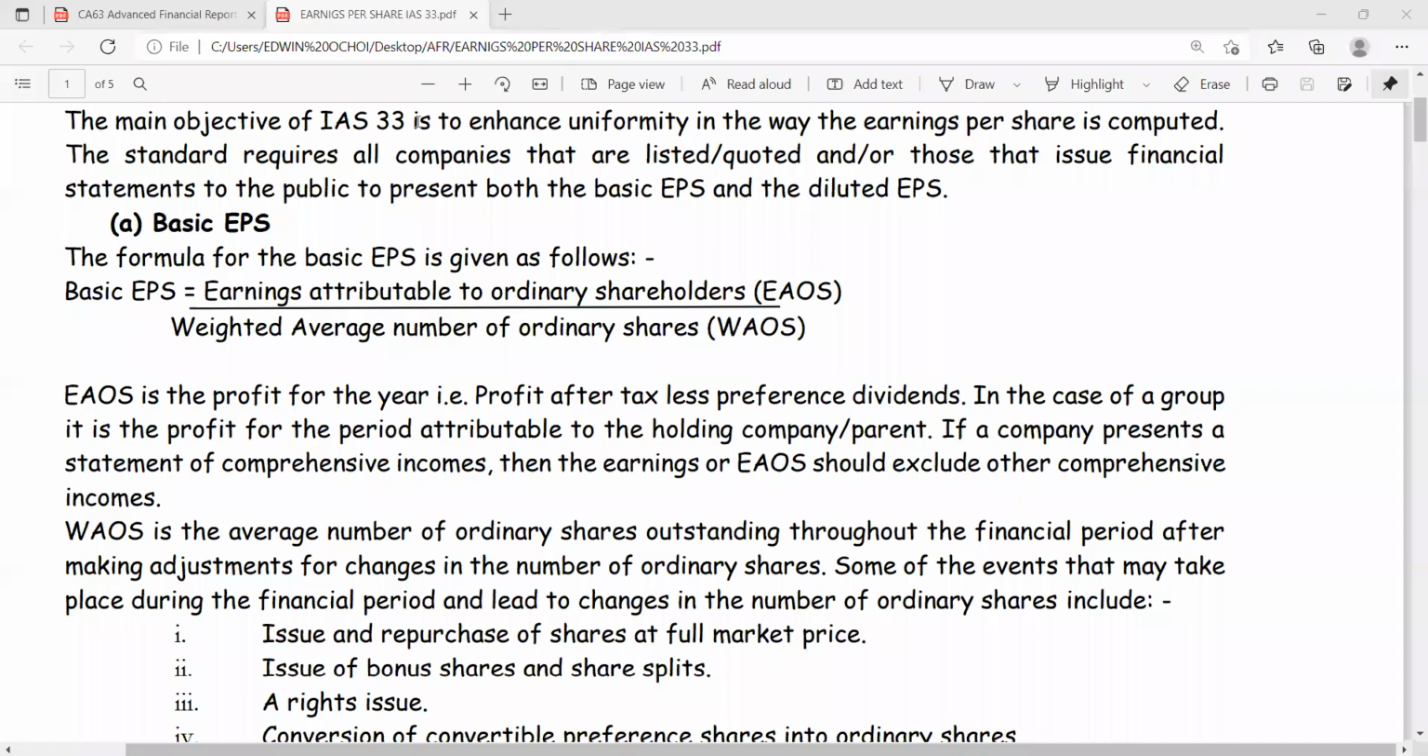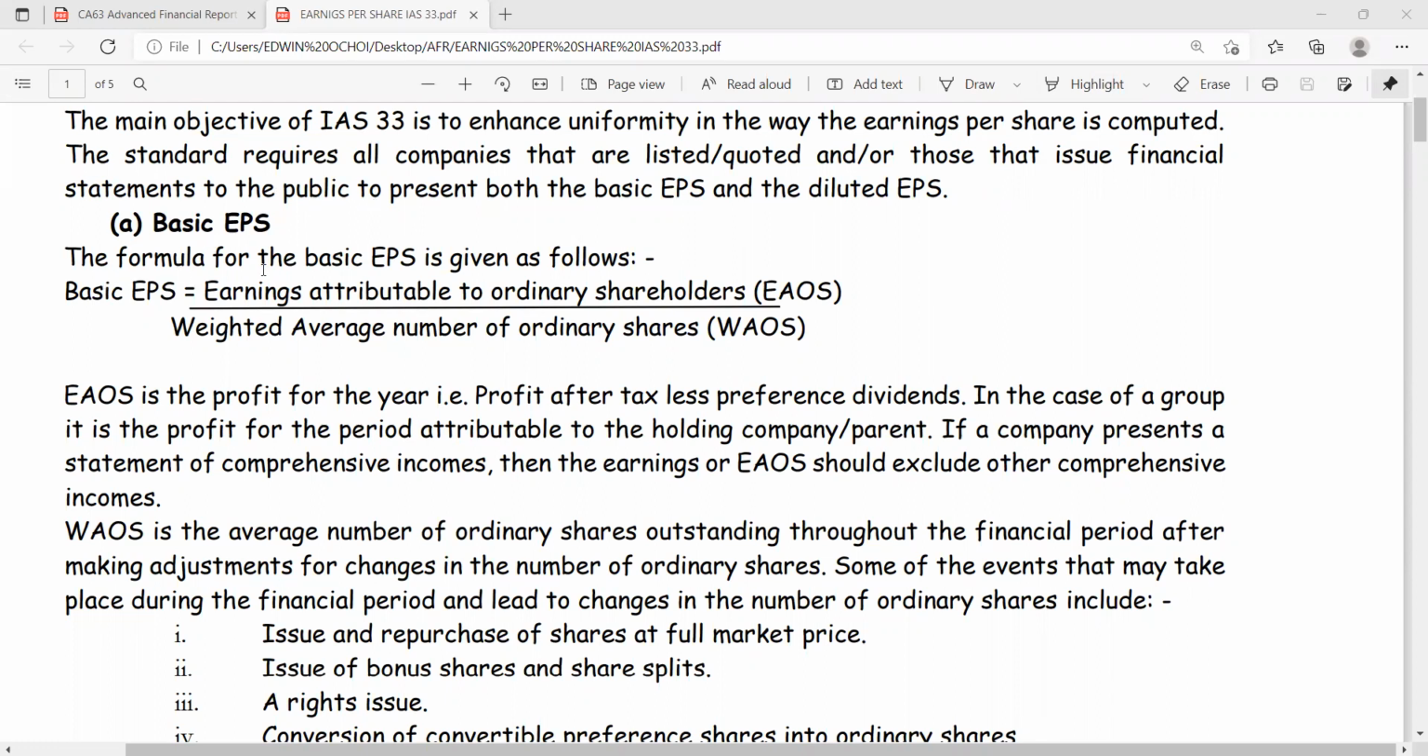You can see from my notes here that the main objective of IAS 33 is to enhance uniformity in the way earnings per share is computed. The standard requires all companies that are listed, quoted, or that issue financial statements to the public to present both the basic EPS and the diluted EPS.